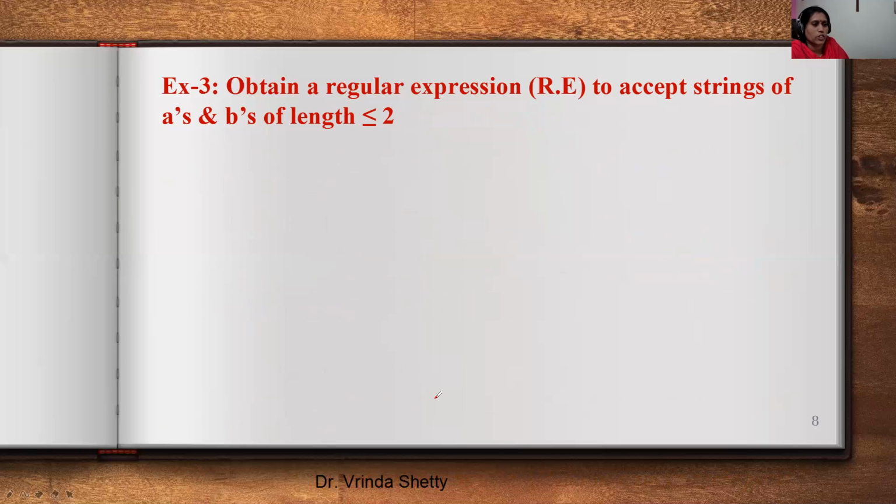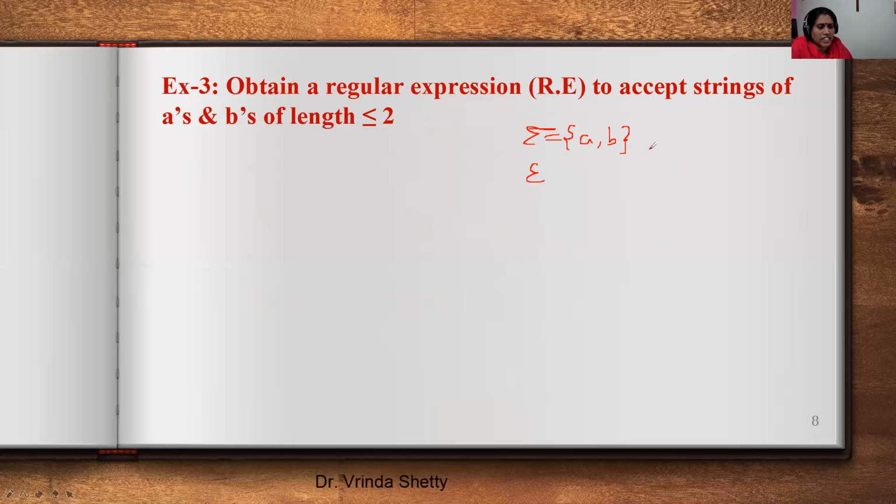Obtain regular expression to accept strings of A's and B's of length less than or equal to 2. See, till now we had taken 2. Then we have taken an odd length. Now it says less than or equal to 2. What does this indicate, less than or equal to 2? It can have an epsilon. Input alphabet sigma is equal to, what all input alphabets we have, students? We have here A comma B.